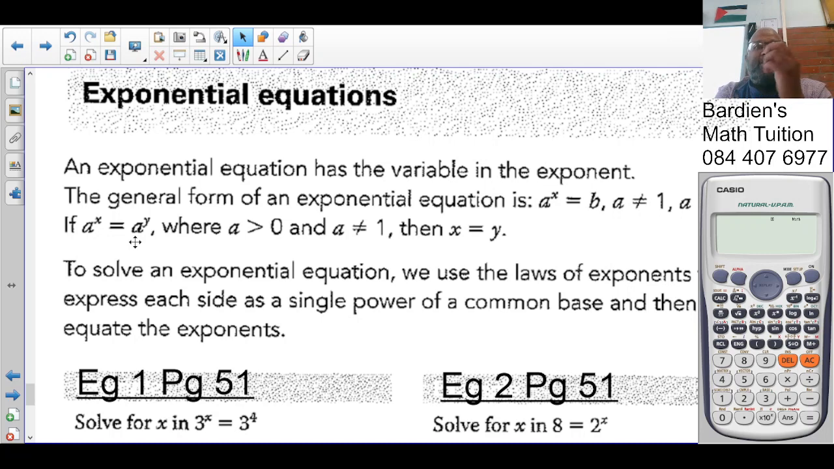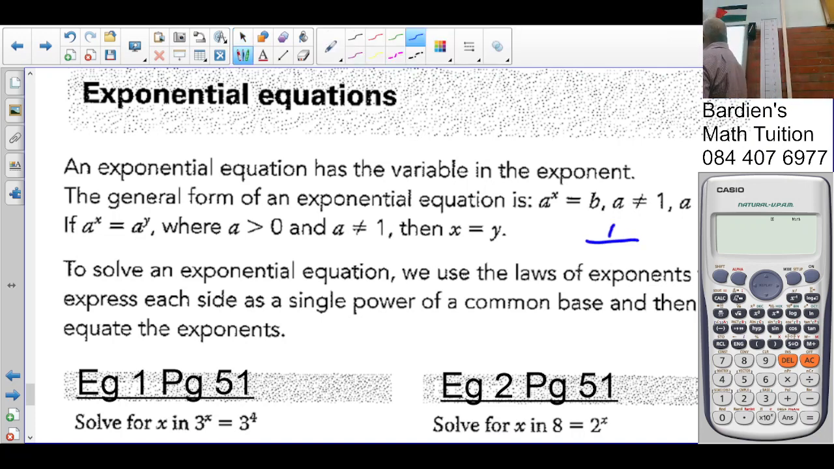No. Okay. A restriction is basically a value that the variable cannot be equal to. For argument's sake, if I have 1 over x plus 6 equals 0, or equals some number. What is the one value that x can never be equal to? x can be zero. We put 1 over 0 plus 6, 1 over 6. So x can be zero. It cannot be equal to negative 6.